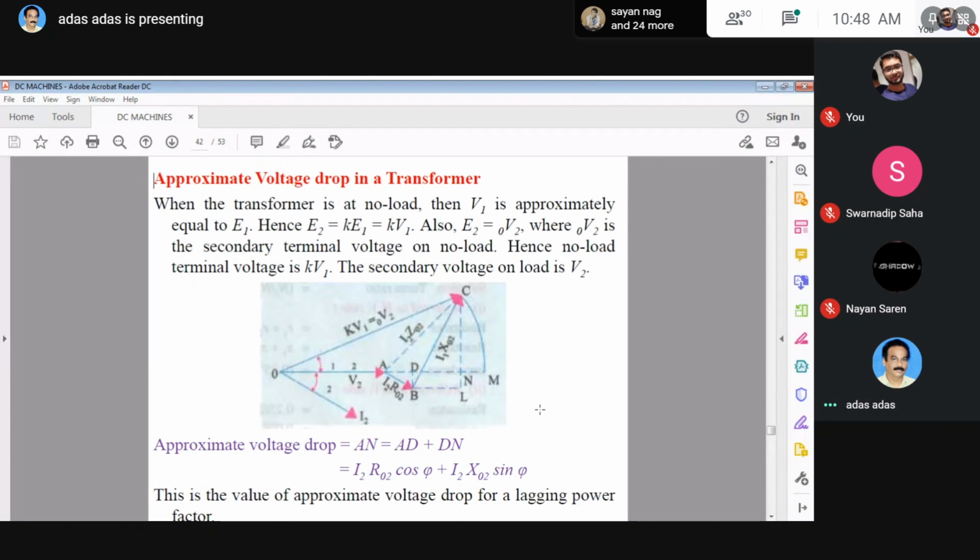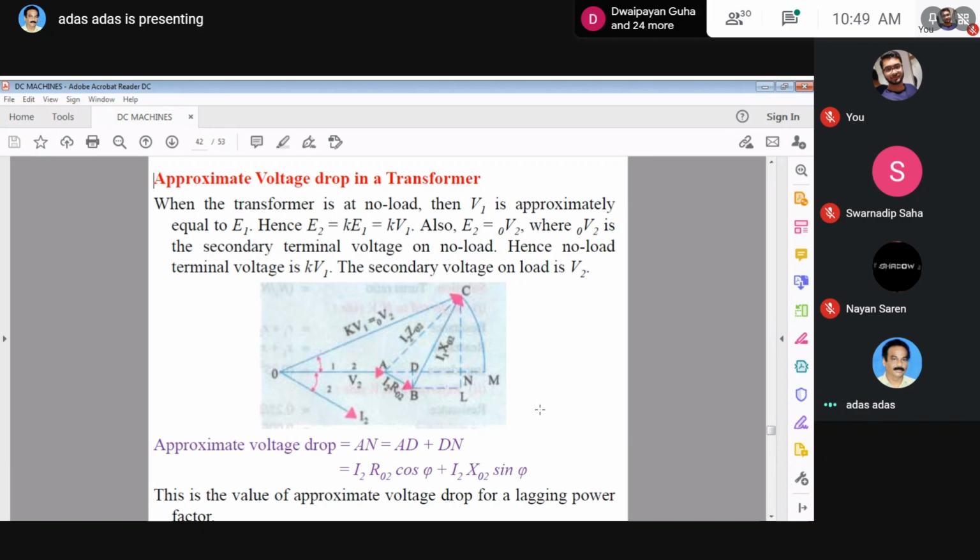Now come to the voltage drop portion. The transformer is used for supplying load. Suppose there is a transformer. If you connect a load here, it is necessary that the voltage does not drop. This is known as regulation, which will be covered in the next class. For a good transformer, the regulation will be low, 1 to 2%. So for calculating regulation, we have to calculate the voltage drop. That's why the topic is voltage drop in a transformer. It is actually the approximate voltage drop. After this, we will calculate the exact voltage drop.